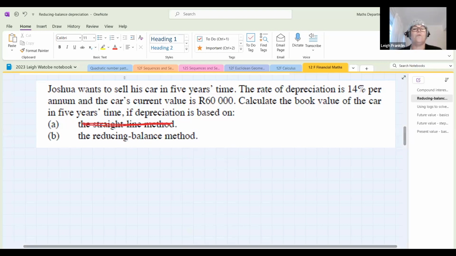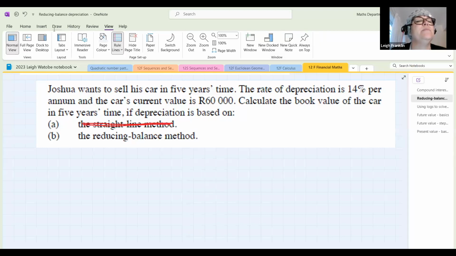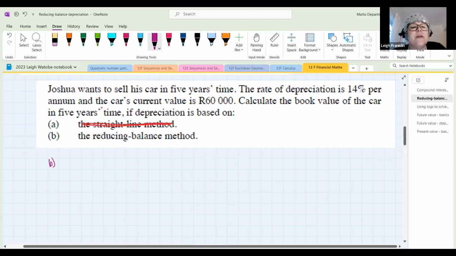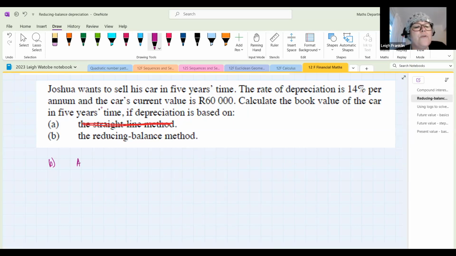Cool. All right. So let's have a look at how we would use this formula. It's really very simple. I'm sure you guys are not going to find this difficult at all. So Josh wants to sell his car in 5 years' time. The rate of depreciation is 14% per annum, and the car's current value is 60,000 Rand. Calculate the book value of the car in 5 years' time if depreciation is based on, A, the straight line method. I've crossed that one out. We're just going to look at B, the reducing balance method. So you need to know that this is the formula to which they are referring.